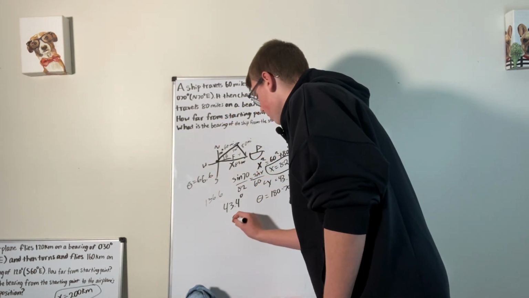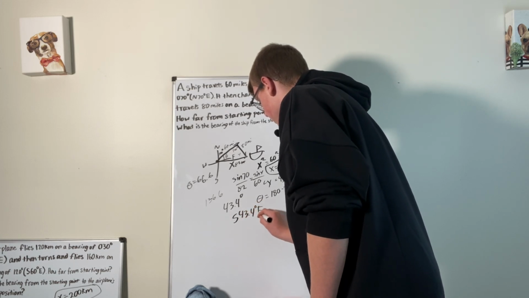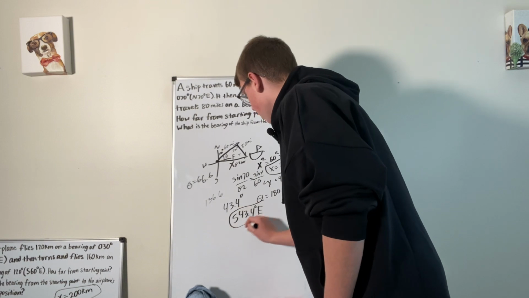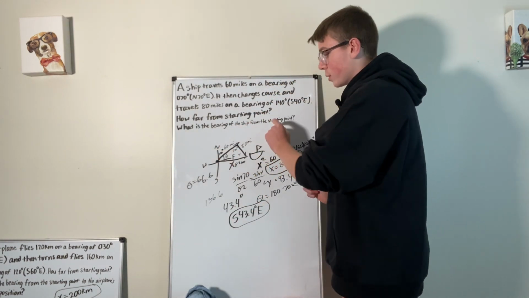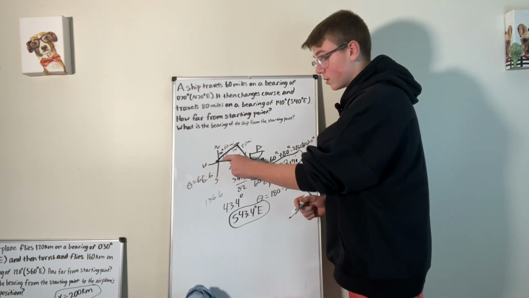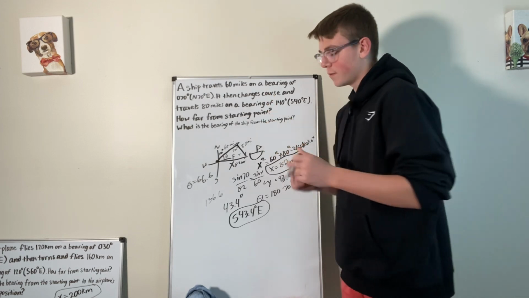So it's south 43.4 degrees east is our bearing of the ship from the starting point. So wherever it says from, that's the theta you want. And then to, of course, or of, is where you want to go to.